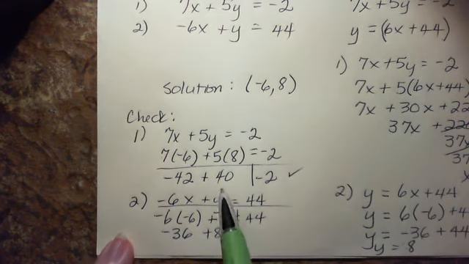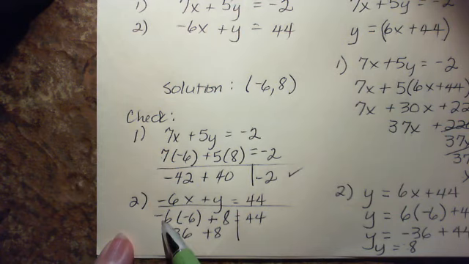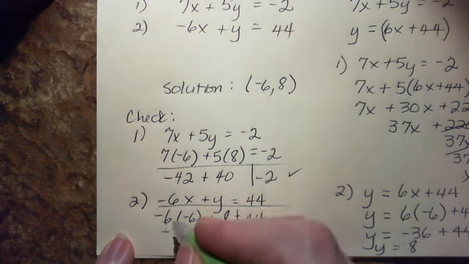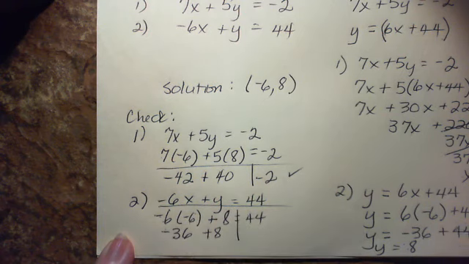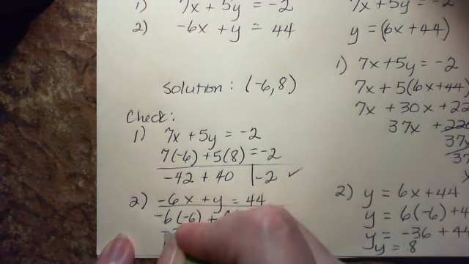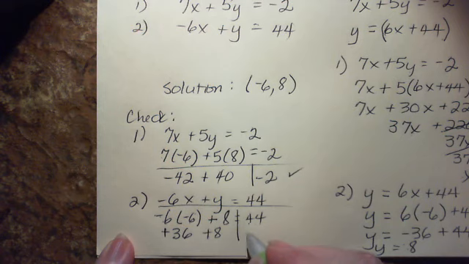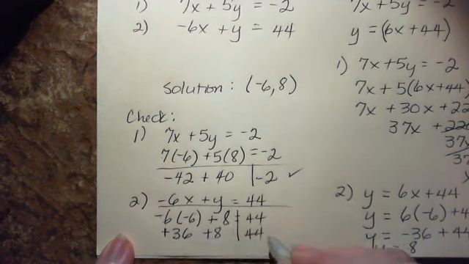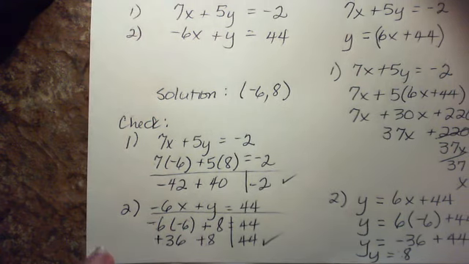Oh, I missed something here. Let's go catch it right quick. It's not looking right, and let's check our math. Negative 6 times negative 6. I did plug in correctly. I substituted correctly. I multiplied incorrectly. So let's catch that. Negative times negative is positive 36. That works out much better for our check here. That actually does add to 44. So that means that our solution, negative 6, 8, is correct.